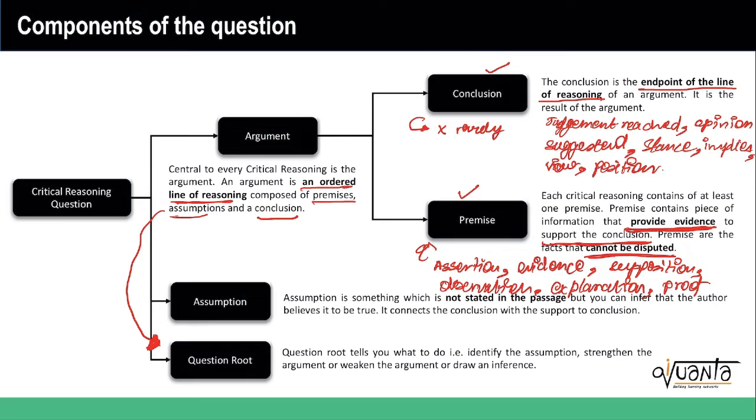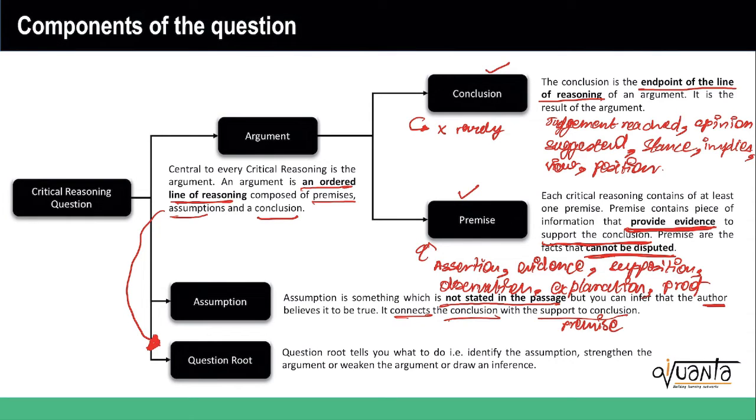Now we come to assumption. Assumption is something that is not stated in the passage, but you know that the author has used it to connect the conclusion with the support to the conclusion, which is premise. So, for example, Reena is a good girl. Her mother loved her a lot, and this is why Reena got 2 chocolates.